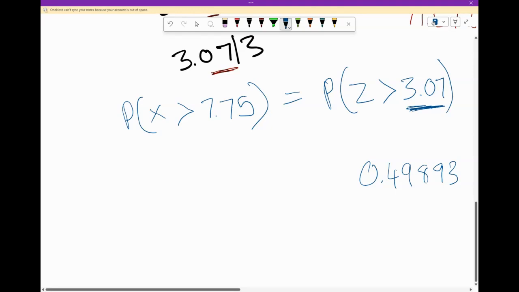0.49893. Okay? But again, remember what we're looking for is greater than, isn't it? So are we going to say plus or minus? Minus 0.5.